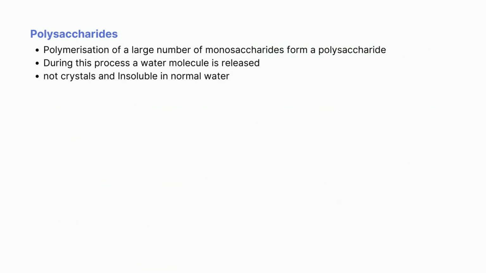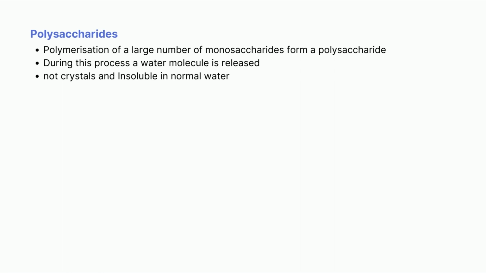Poly means many monosaccharides combined together. So a polymerization of a large number of monosaccharides forms a polysaccharide molecule. Remember students, I explained before, when two molecules of monosaccharides combine, one molecule of water is removed, so here many molecules of monosaccharides combine together. Therefore a lot of water molecules will be removed.